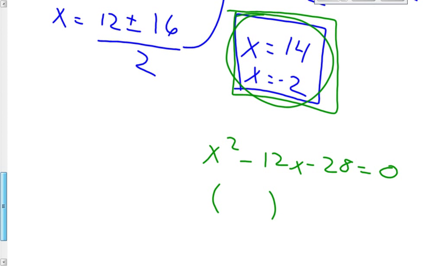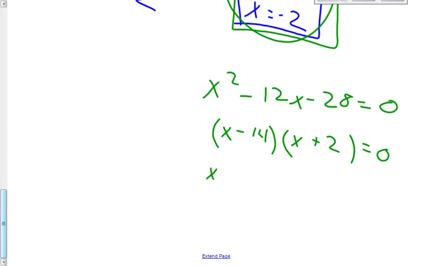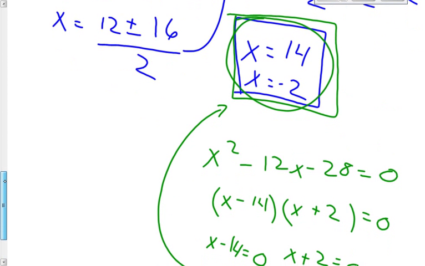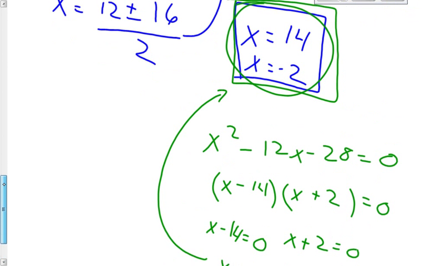I would factor this into x minus 14 and x plus 2. And then I would set each of these factors equal to 0. X minus 14 equals 0, and x plus 2 equals 0. So then x would equal the positive 14, and x would equal the negative 2. As you can see, that's what we got up here. So it doesn't matter if you factor or use the quadratic formula, you still get the same answer.